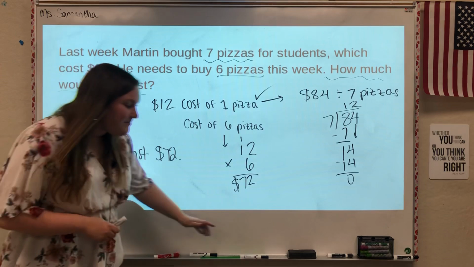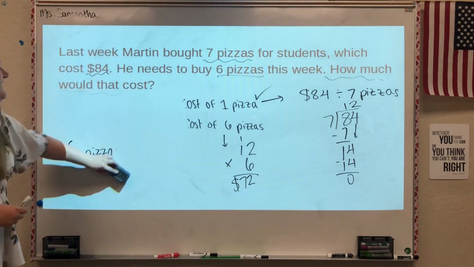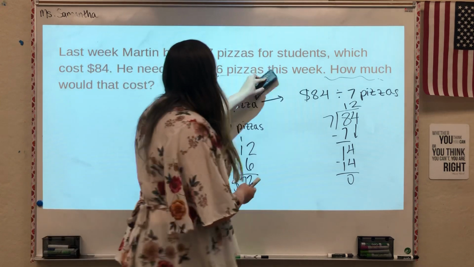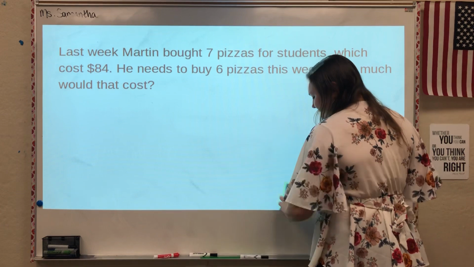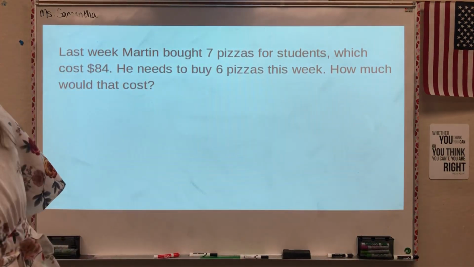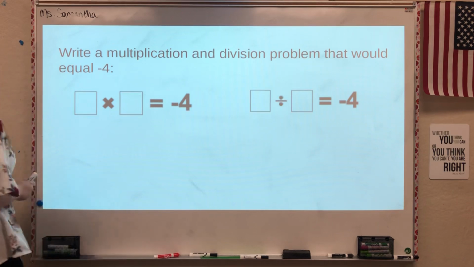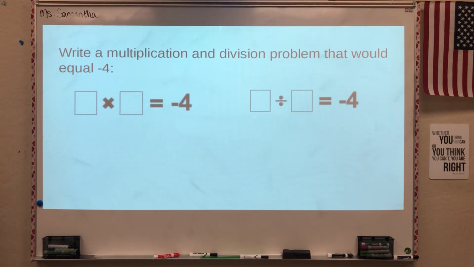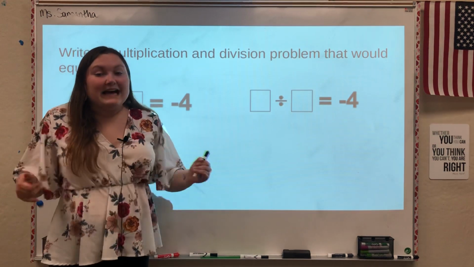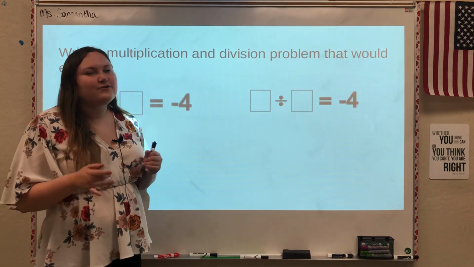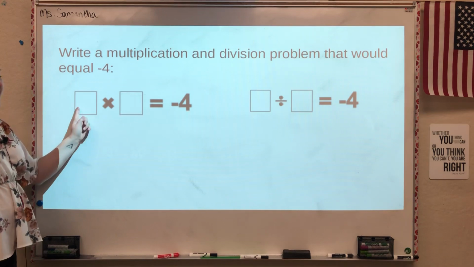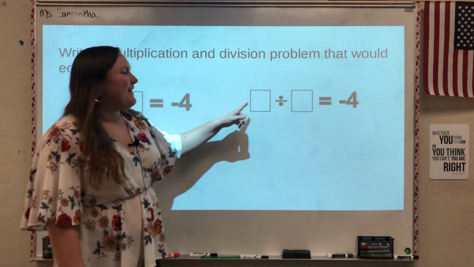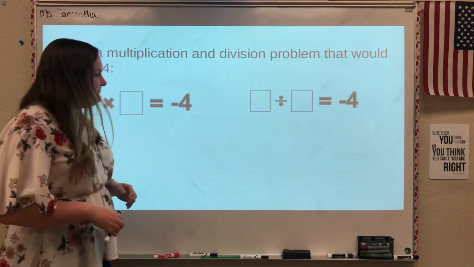This is our first problem we've got for our review. The next one's going to be a little different. Okay. The next one says, write a multiplication and division problem that would equal -4. For these ones here, there are a lot of different answers you can put. Don't feel like there's only one correct answer, but go ahead and try. Give me a pair of numbers that multiply to give you -4, and a pair of numbers that would divide to give you -4.